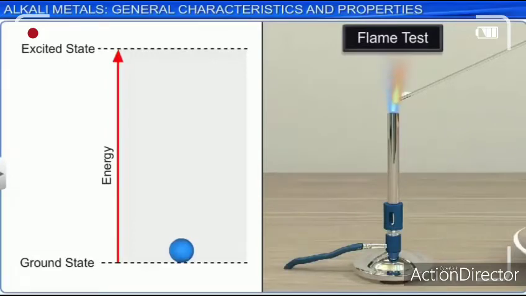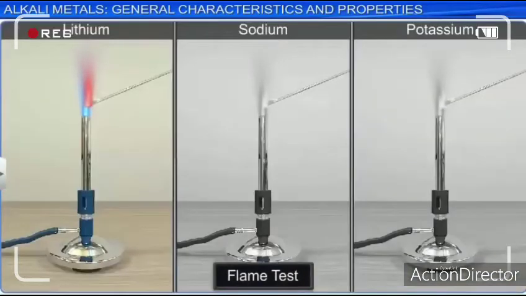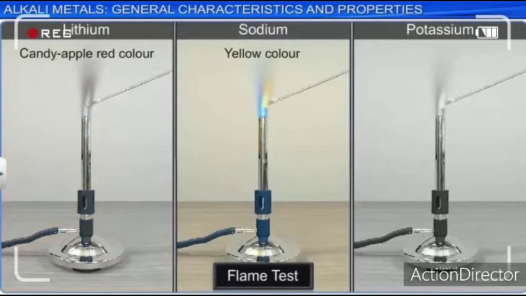Lithium gives a cheerful candy apple red color. This yellow color is characteristic of sodium. You may have observed it if a boiling salt water sample spills over when cooking on a gas stove. Potassium flame tests emit a lilac-colored flame.